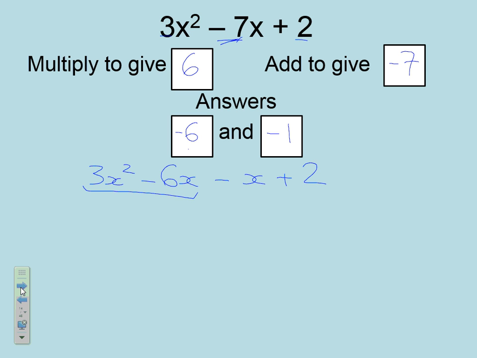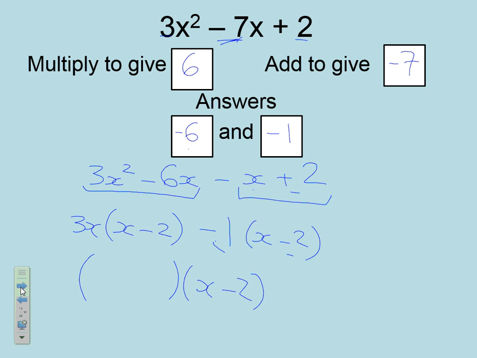And now factorise this bit. What have we got here? We've got 3x's there, lots of x take away 2. Now this thing here can look like x take away 2 as well, can't it? It's just -1 of them. Look, -1 times x is minus x, -1 times -2 is +2. So we've got x take away 2's. How many of them? 3x take away 1 of them.